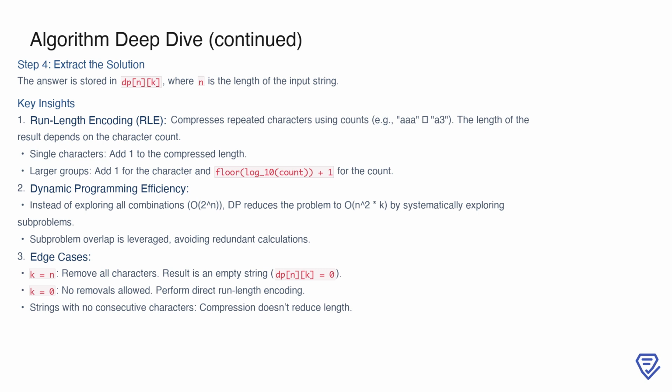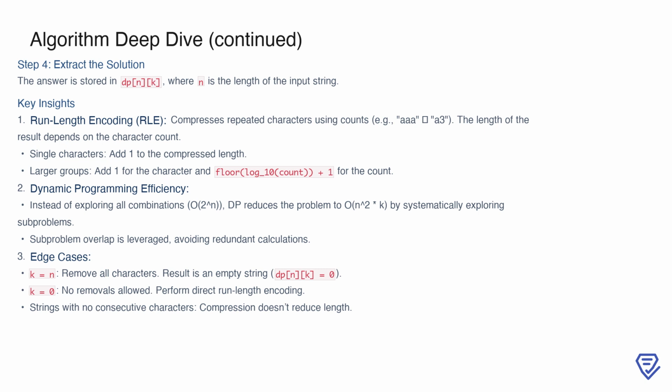To understand why this approach is efficient, we rely on key insights such as the mechanics of run length encoding. When compressing groups of characters, the contribution to the compressed length depends on the size of the group. Single characters add 1 to the length, while larger groups add 1 for the character itself and additional digits for the count, calculated as floor(log_10(count)) + 1. This means that the compression benefit increases with larger groups. The dynamic programming approach is efficient because it reduces the time complexity from an exponential O(2^n) to O(n * k) by systematically solving subproblems and avoiding redundant calculations.